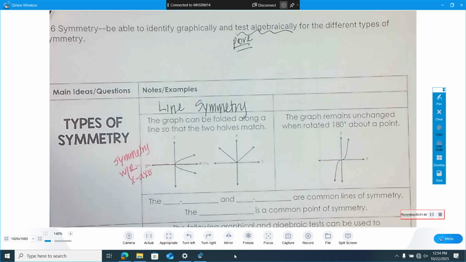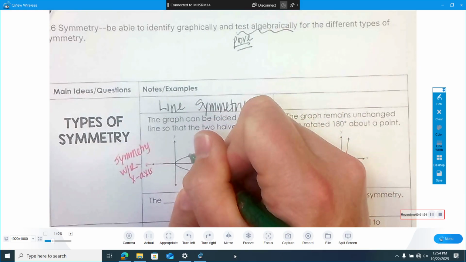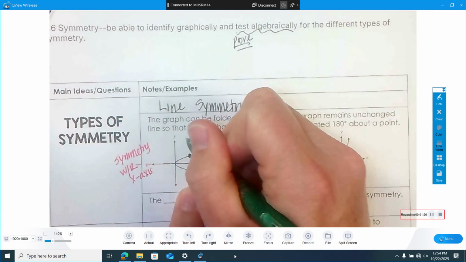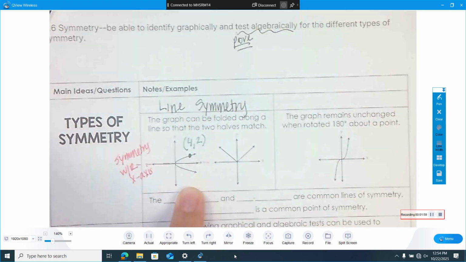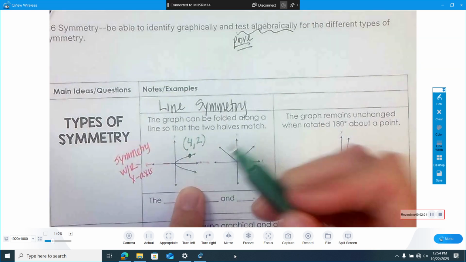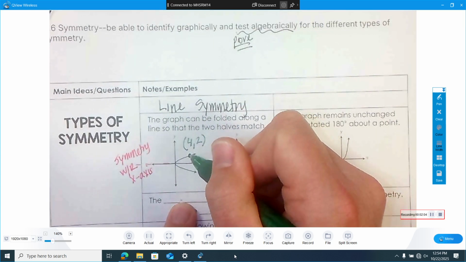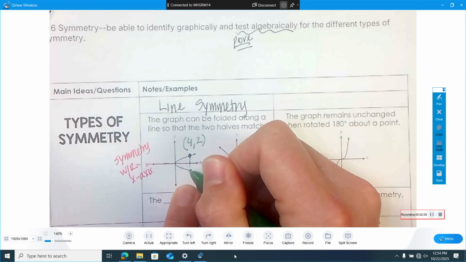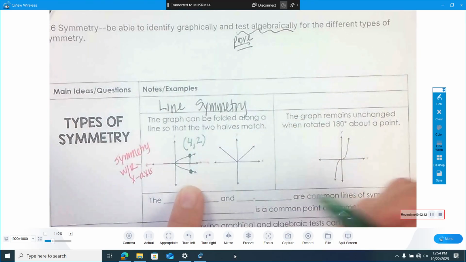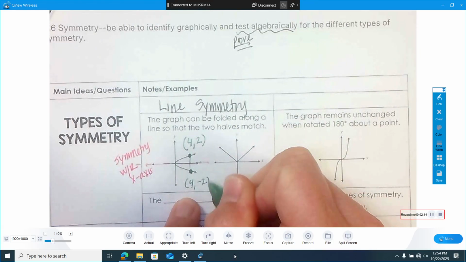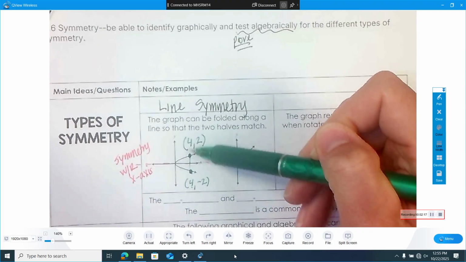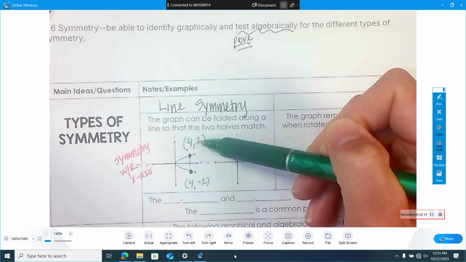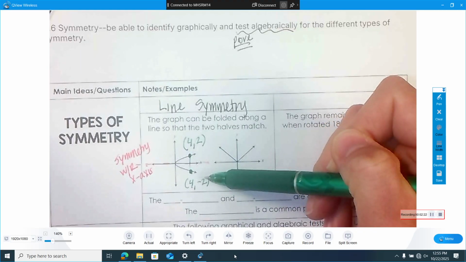So now, what is kind of nice is to think about what happens to the ordered pairs when we do that. So let's pretend this point is on this graph. This point is the point 4, 2. Now, if that point is on the top half of the curve, it gets reflected across the x-axis. And what's this ordered pair down here then? 4, -2. And so you'll notice that the x stayed the same, but the y becomes the opposite.